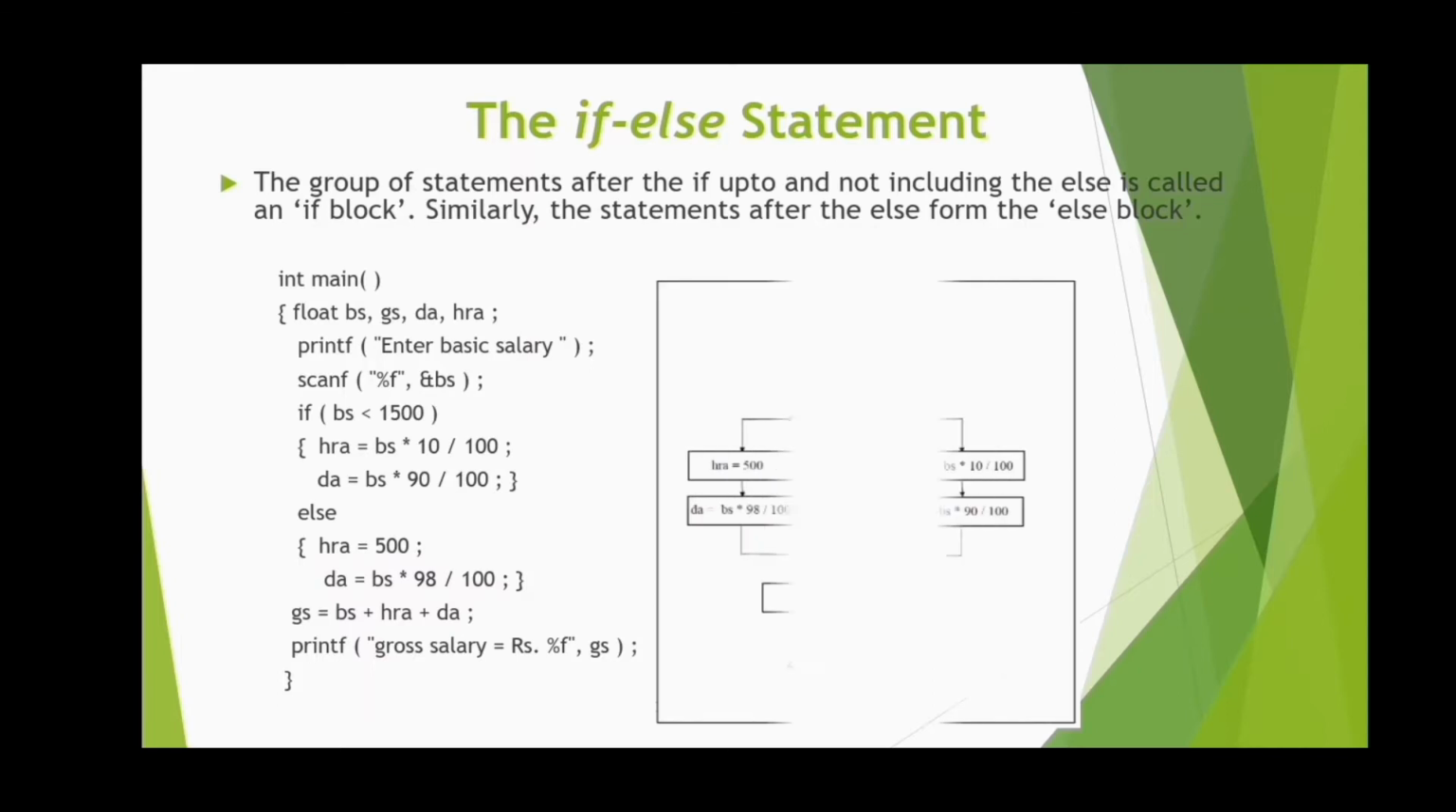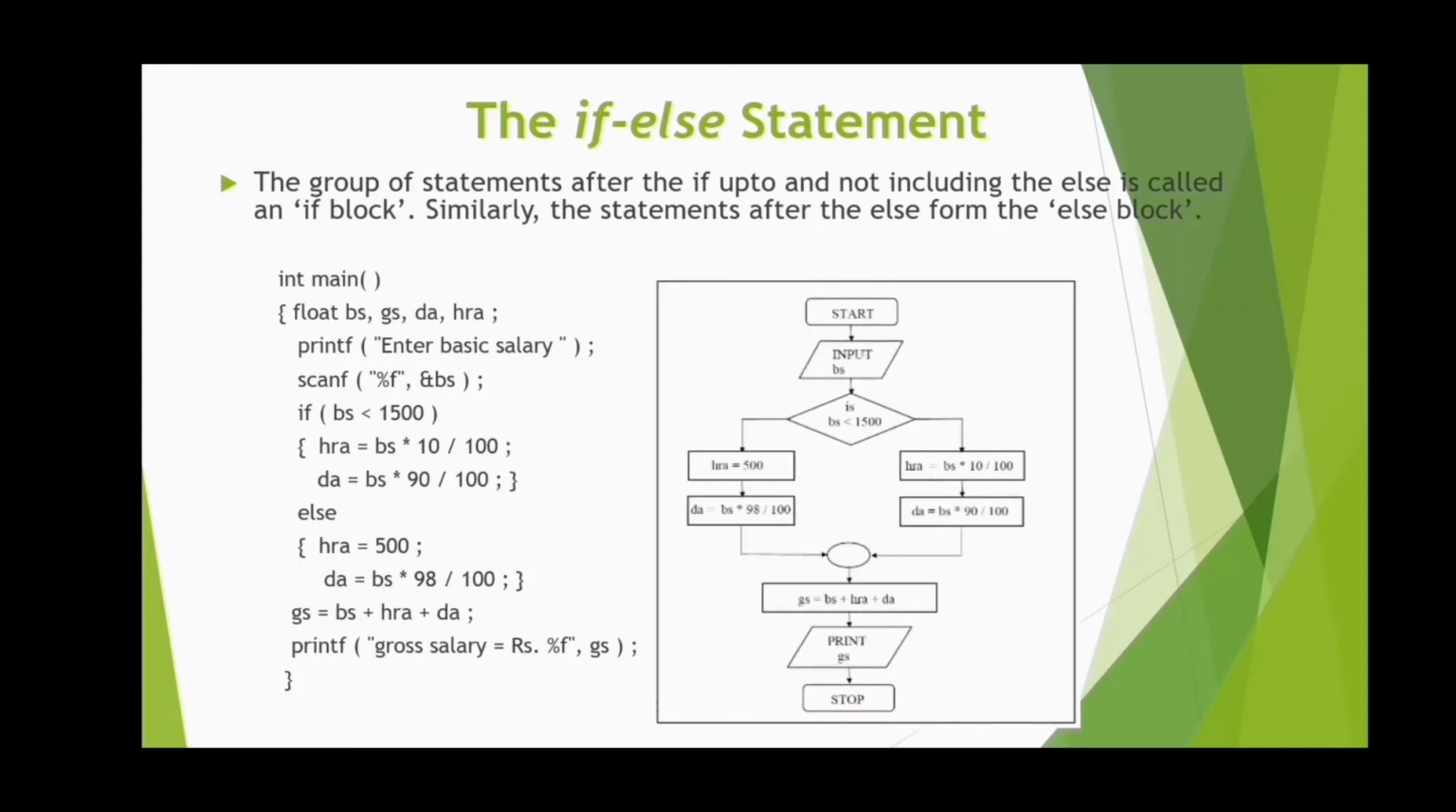So here is a flowchart according to this program. Here is the start section. Then I have taken input of the basic salary. Then I check whether BS is less than 1500 or not. If so, it's the if block, and otherwise it's the else block. Then I have assigned basic salary plus HRA plus DA to gross salary and then printed the gross salary. And after that, it will stop the execution.